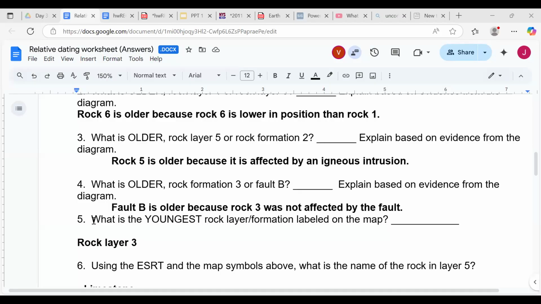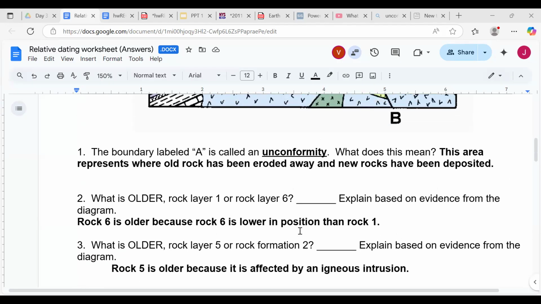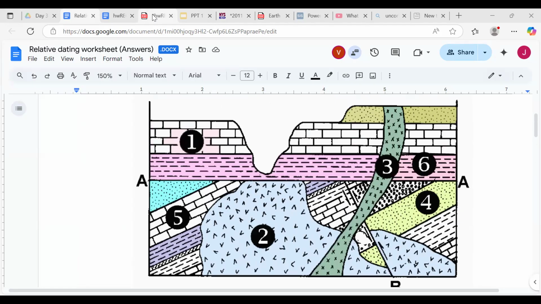All right, number 5. What is the youngest rock layer formation labeled on the map? This is number 5, and the answer is rock layer 3. Well, let's take a look.